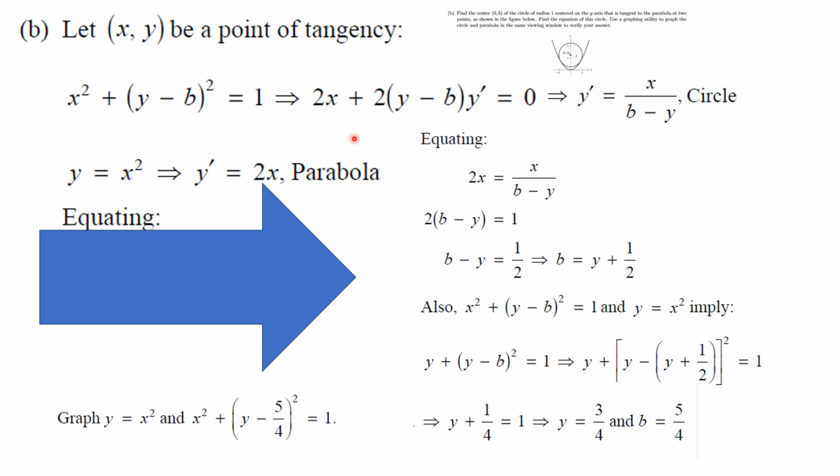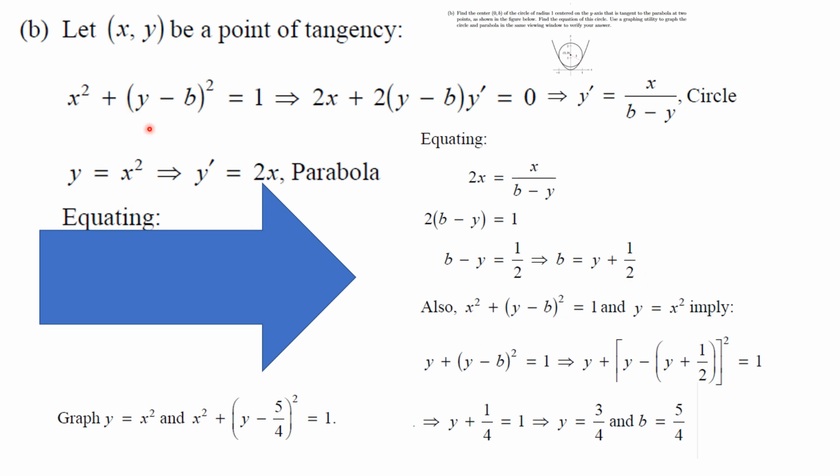And so what happens then is we can take the derivative of this, and we get 2x plus 2 times y minus b to the first power times dy dx, because that's the chain rule, is equal to 0. That means that y prime, the derivative, is equal to, and I'm solving this, x over b minus y. Now, that's for the circle. For the parabola, what we have is y is equal to x squared, so y prime is equal to 2x. So we can take this 2x and equate it to that and solve. So the x's will cancel. You get 2 times b minus y is equal to 1. And you can solve this, and you get that b is equal to y plus 1/2.